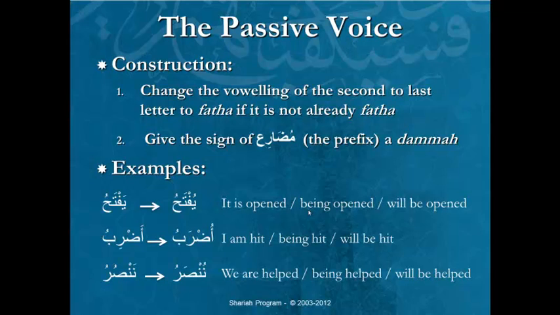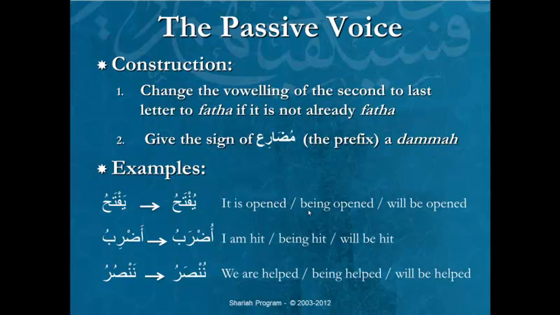In adribu, which is number 13, I am hitting, I hit, I will hit. That's the active. When you change that to passive, not only do you have to change the ad to ud, but you also have to change the ra. So step number 1, second to last letter, change it to a fatha if it's not already a fatha, and then sign of mudari, give it a dhamma. Udrabu. New translation: I am hit, I am being hit, I will be hit.